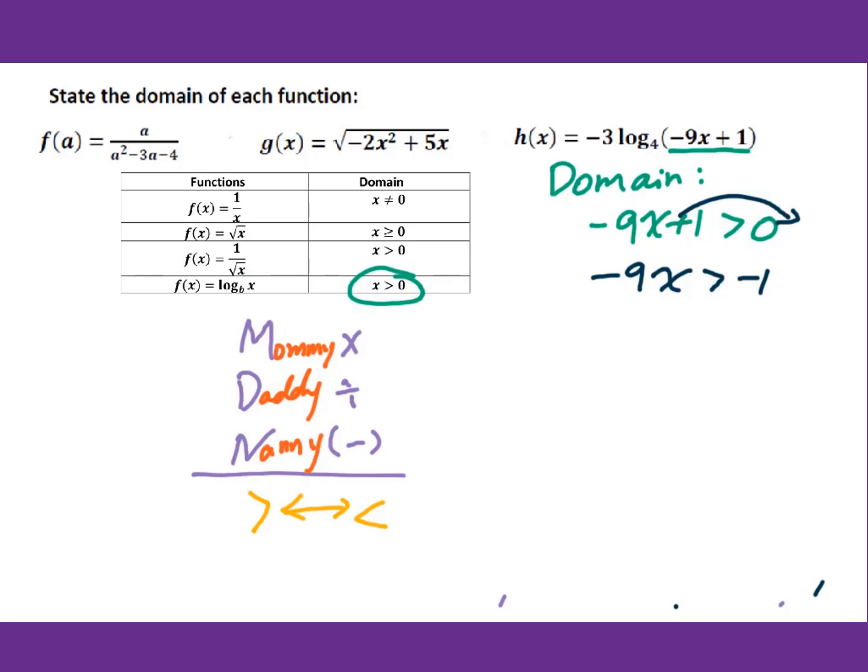After you isolate the variable on one side, you have to divide by negative 9 on both sides. Then you get the x. This time you have to switch the symbol, because we divide by negative 9 on both sides, and then the negative becomes positive 1 over 9. That's your solution. That's the domain for this logarithm function.